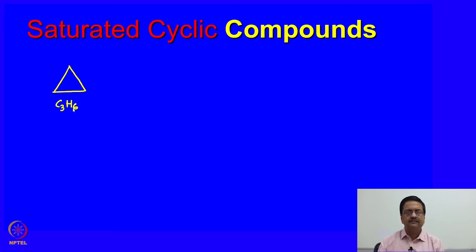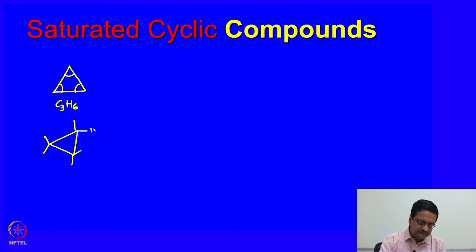What you can see is that in this particular molecule, all the 3 carbon atoms are sp3 hybridized, but the angles are in no way close to 109 degree. So this molecule is highly strained, and hence this molecule is highly reactive and unstable. If you try to draw this molecule as a conformation, you may draw it like that, where the hydrogens are above and below the plane of those 3 carbon atoms.